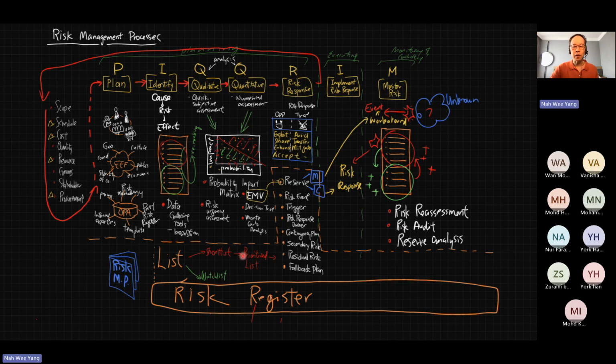So long story short, we got this prioritized list. And what happened to the watch list? It just stays there, the green one. You stay there, and you will keep on monitoring later, right? So with this analysis, we will go into the next stage, which we call the response.